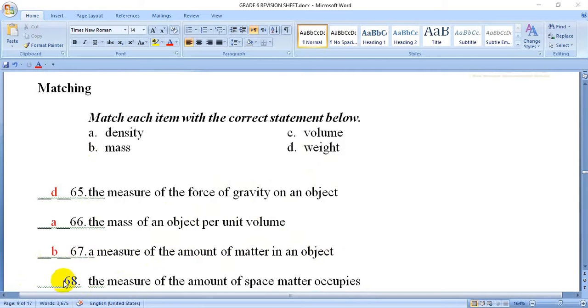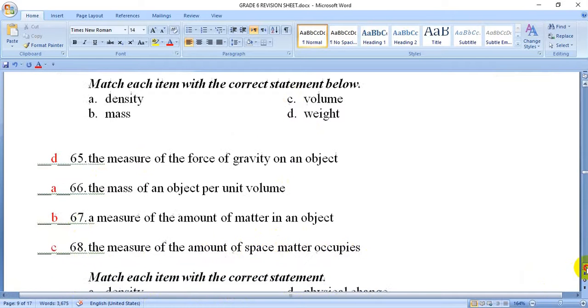Next question 68, the measure of the amount of space matter occupies. The amount of space the matter takes. This is volume. So letter C. Okay, so let's move to the next question.